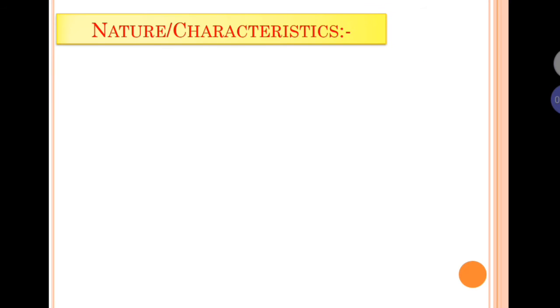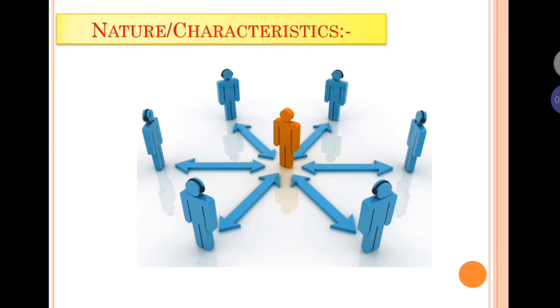Dear friends, next we can understand the nature and characteristics of management. Management is a continuous and never ending process. Management is getting things done through people. Management is both science and art. Management is multidisciplinary in nature. It is a group and not an individual activity.